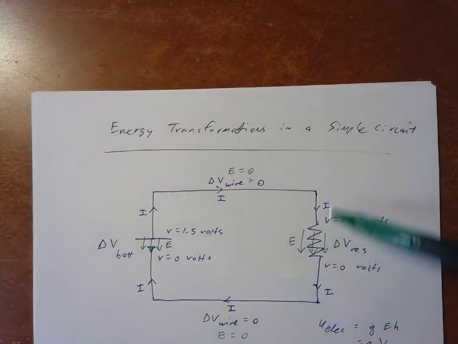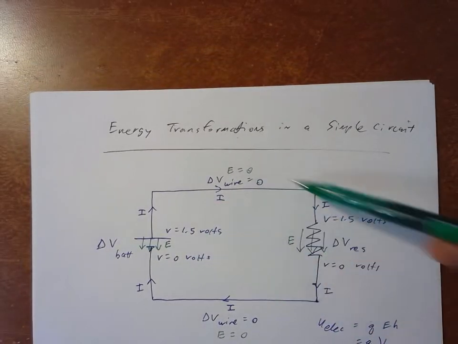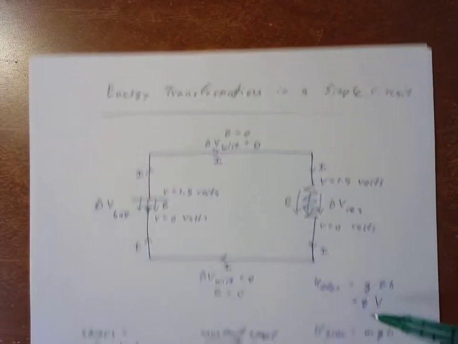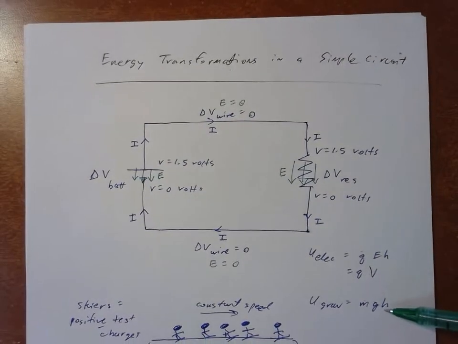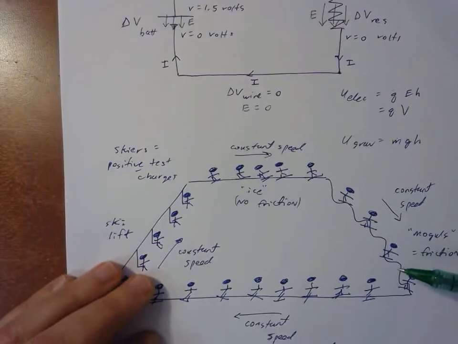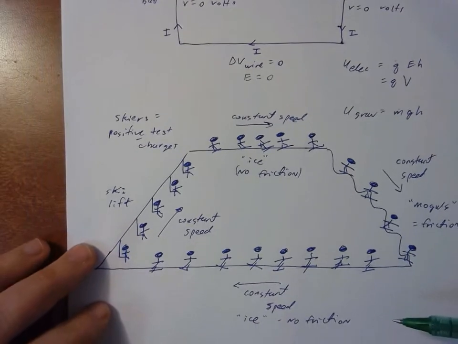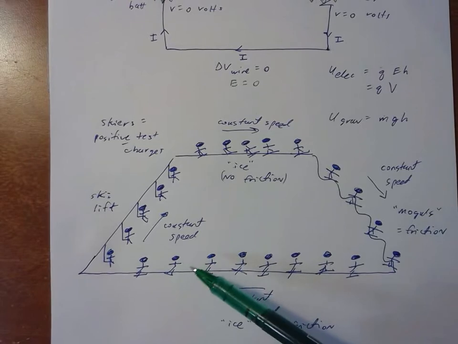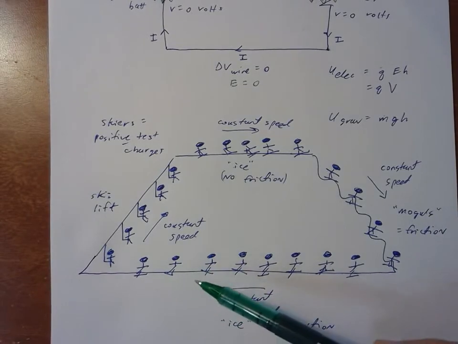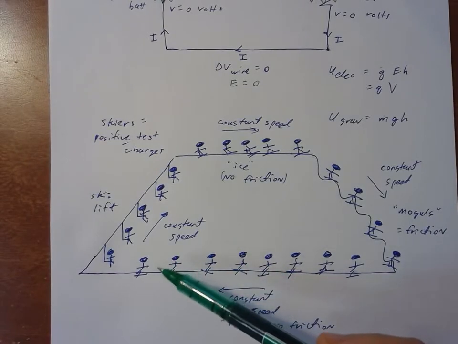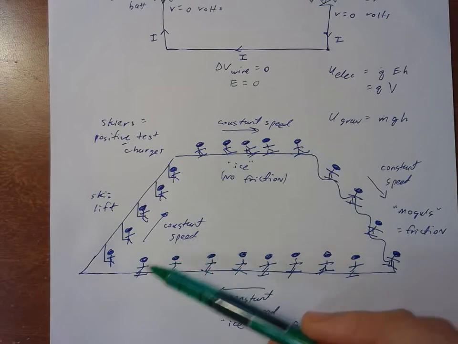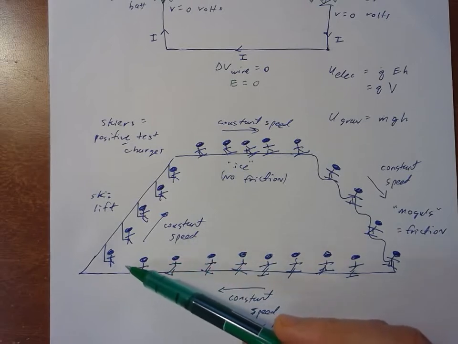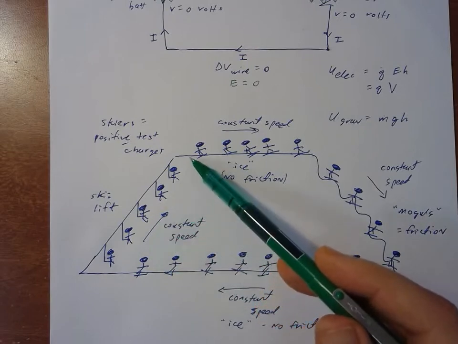So before we go back to the circuit and talk about electric potential energy, let's talk about the analogy to gravity for a minute. I've drawn another picture here, which on a snow day like today is very appropriate. If you've ever gone skiing, you know that you start at the bottom of the mountain, and then there will be a ski lift that lifts you up to the top of the mountain.